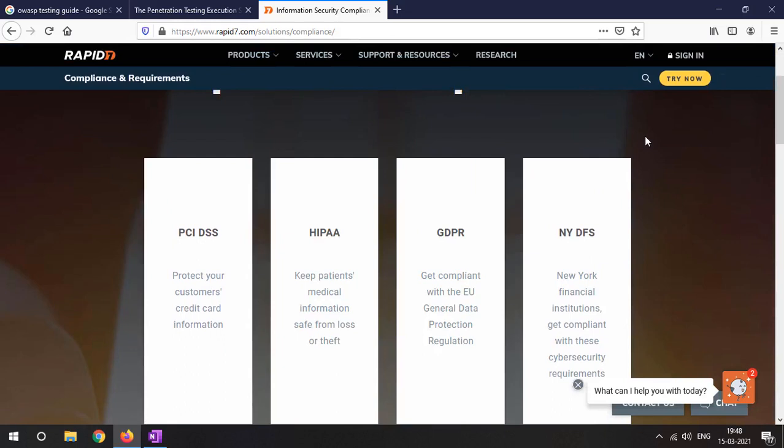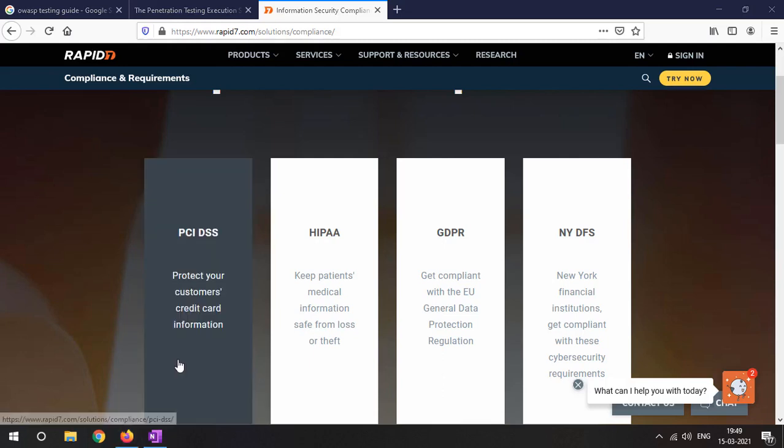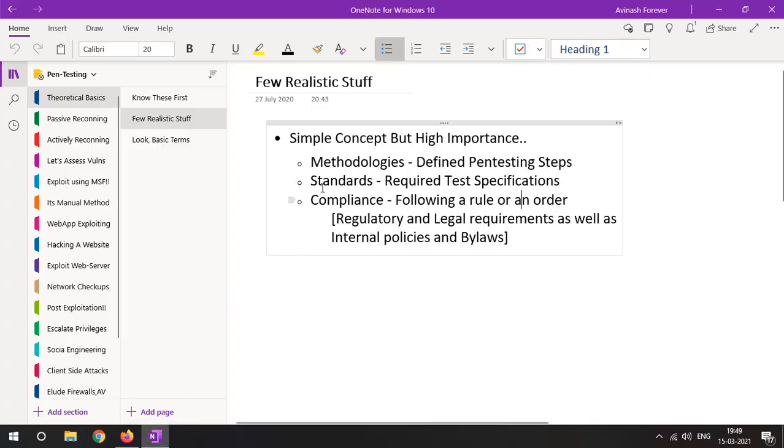So if your client has some compliance requirements, make sure you ask them about it in the planning phase itself, so that you know in which way you have to work and what the limits are and what things are a must to do. This was about methodologies, standards, and compliance. I know it might be a little confusing or difficult for you right now, but this is really something you have to understand, because most of the people whom I know, they don't understand the importance of compliance, standards and methodologies in conducting any kind of penetration test. So if you got this right now, you are in a much better position.